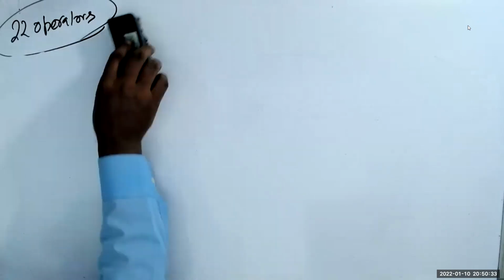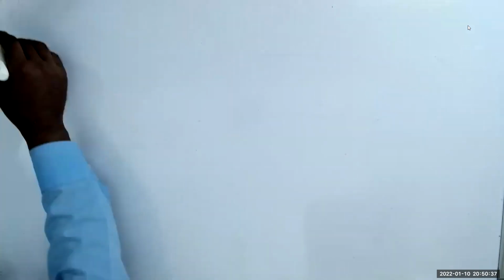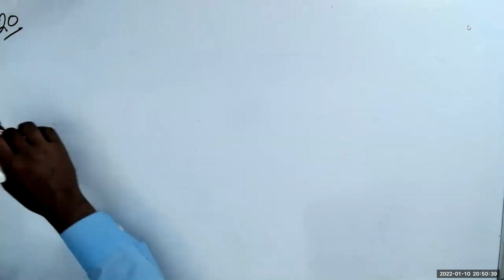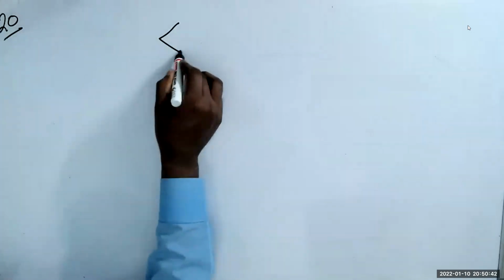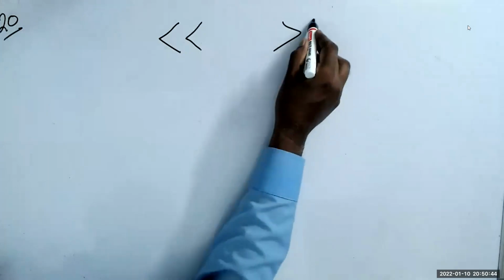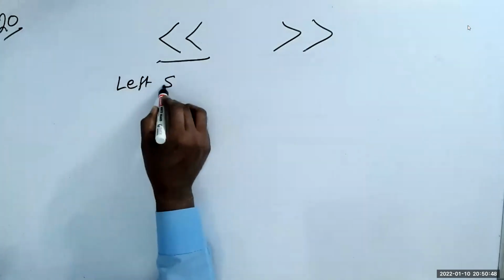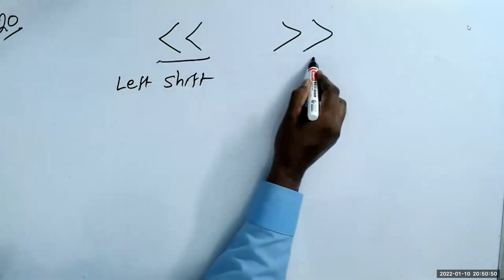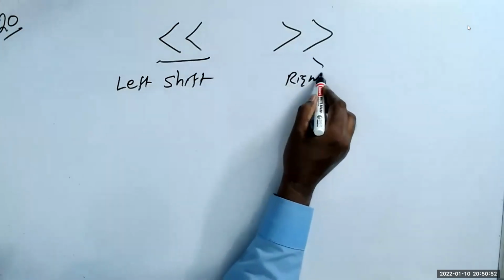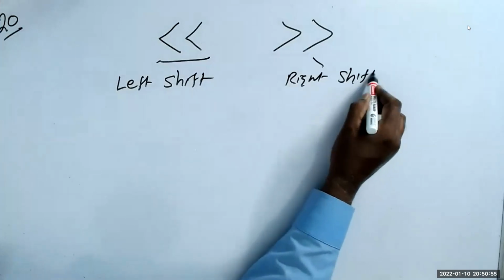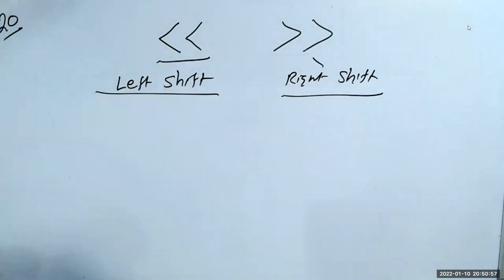Now, next thing is, there were finally two more. Now we have dealt with 20 operators. Two more operators, very simple operators. This is called left shift. This is called right shift. Very widely used in embedded system programming. You'll be surprised. These two operators you should know very thoroughly as electronics students.